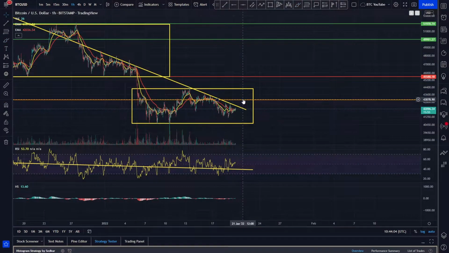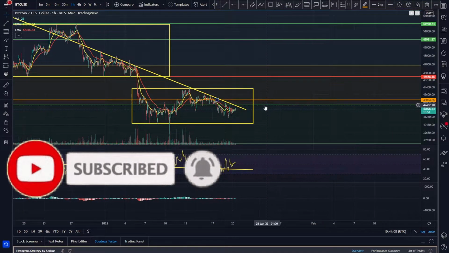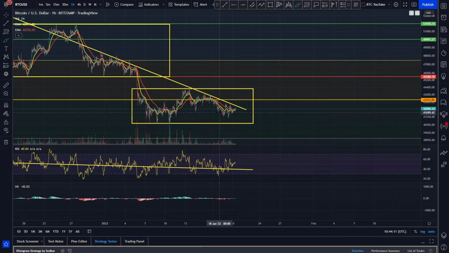Let me just get rid of this line, actually. Can I actually just get rid of this line? It looks like it's stuck behind whatever that is. It doesn't matter. You can see here we're just consolidating and going sideways basically in the market, aren't we? It's been pretty much a crab market for Bitcoin recently.